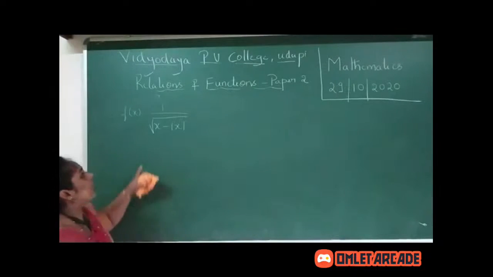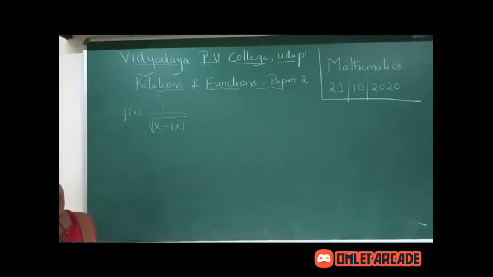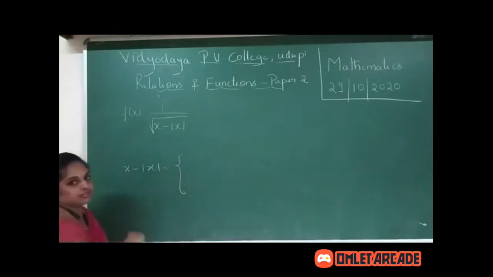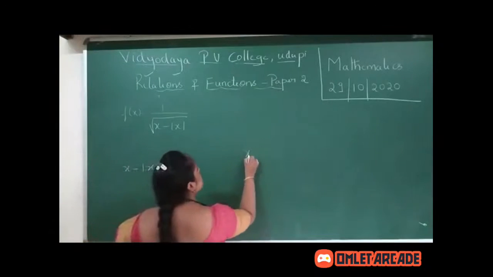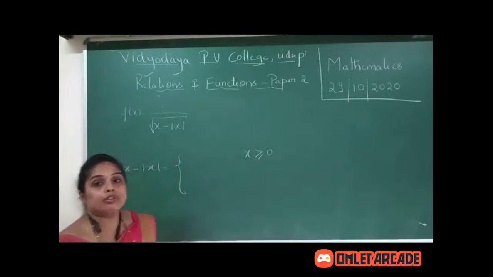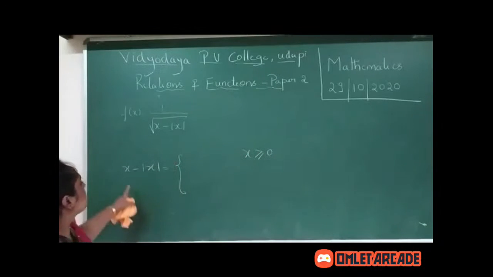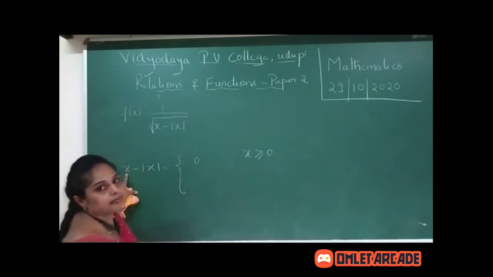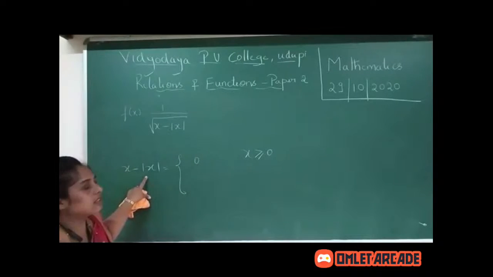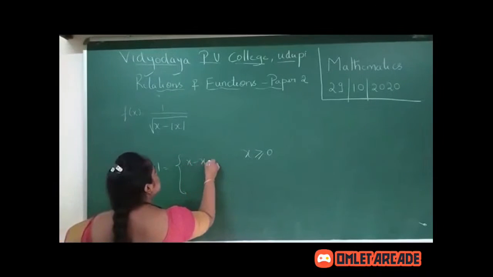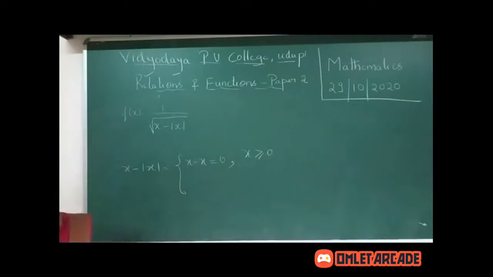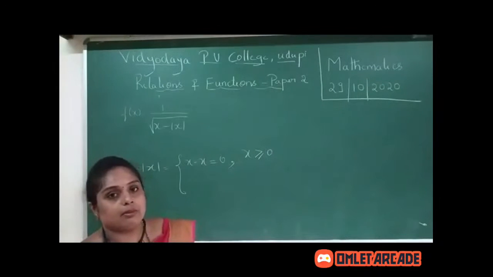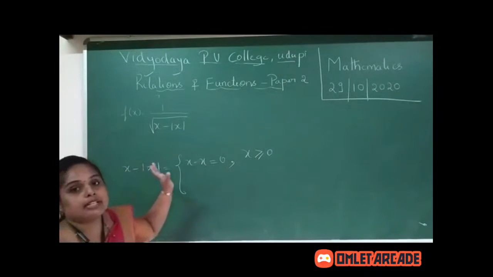Now looking up, what I have is x minus mod x. Okay, let us see what this x minus mod x is. Let us write it in definition form. What if x is greater than or equal to 0? What if x is positive or sometimes 0? Imagine 1 minus mod 1, which is 0, right? This would be x minus x, and that is 0. For all the positive real numbers, x minus mod x is 0.